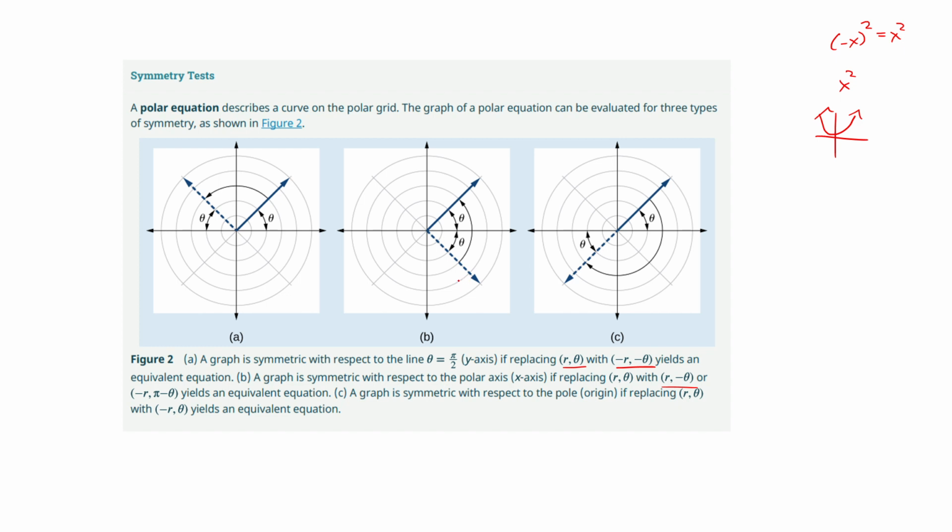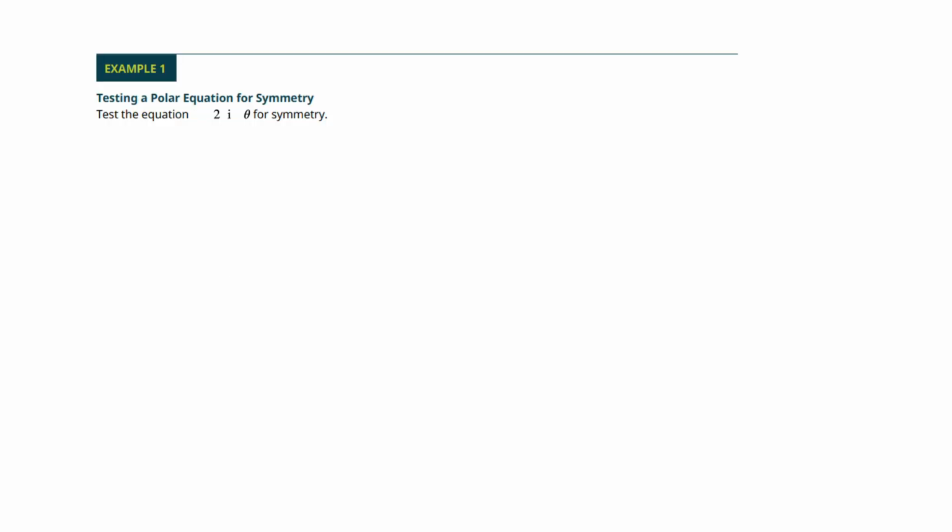And lastly, we said an odd function was one with symmetry related to the origin. Here we're going to call it symmetry with respect to the pole. It's the same thing. What we're going to do is replace r with negative r. We'd keep the same angle, but the negative r will move us into the third quadrant, and we'll see if we have the same thing.